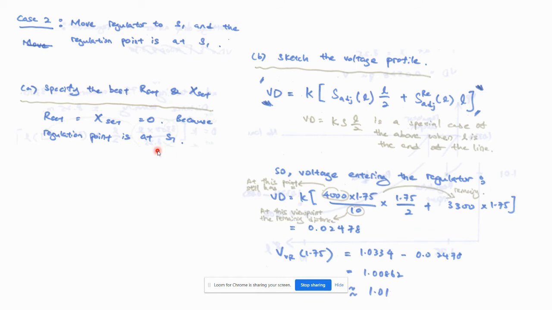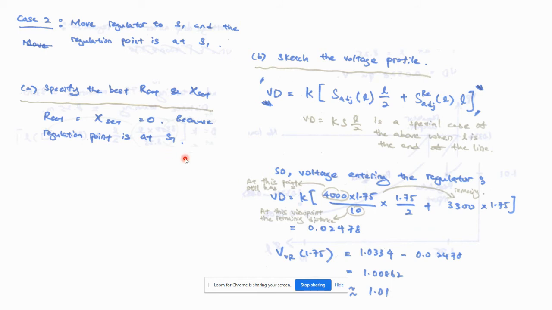So compare case 1 and case 2. In case 1, S is located at 0, and the regulating point is located at the voltage regulator location. In case number 2, the voltage regulator moved to 1.75 meter down the feeder, and the regulating point is also at the location of the voltage regulator. All right, so you can compare the two conditions here.